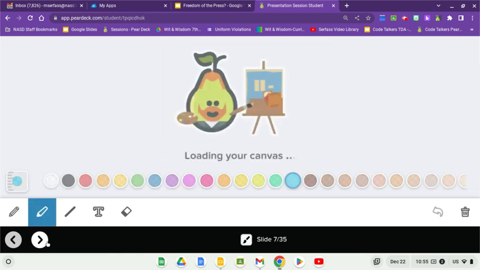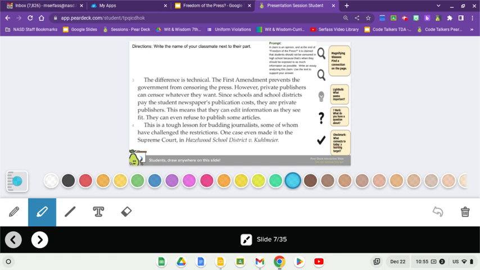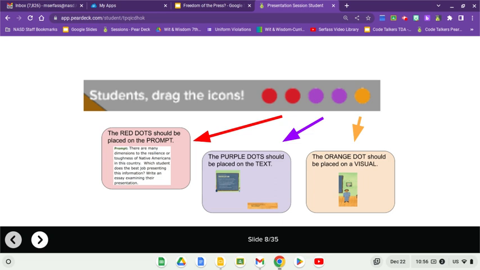So, the difference is technical. The First Amendment prevents the government from censoring the press. However, private publishers can censor whatever they want, since schools and school districts pay the student newspapers' publication costs. They are private publishers. This means that they can edit information as they see fit. They can even refuse to publish some articles. This is a tough lesson for budding journalists, some of whom have challenged the restrictions. One case even made it to the Supreme Court in Hazelwood School District versus Kuhlmeier. Let's break that down a little bit.